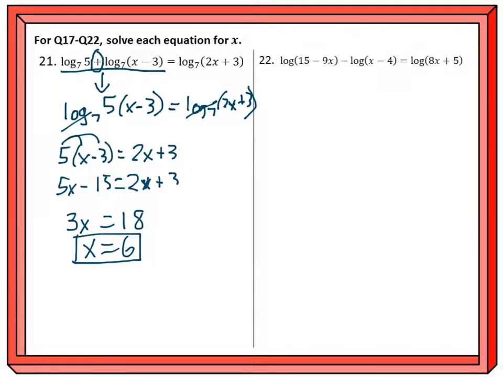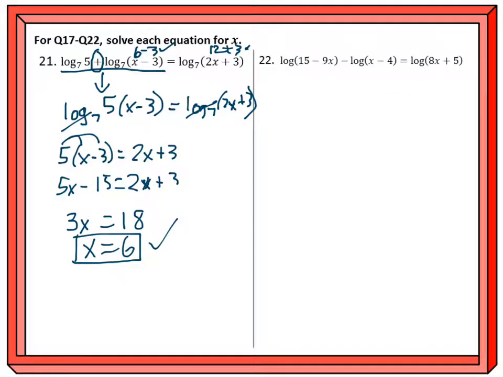makes sense, that it doesn't create a domain issue. So you just stick it back into each one of the quantities, each one of the logs, to make sure that you do not get the log of something that is 0 or less than 0. Okay, so if I plug it in here, 6 minus 3, that'll be fine. And here I'd have 2 times 6 is 12 plus 3. That would also be fine. So x equals 6 is not an extraneous answer.